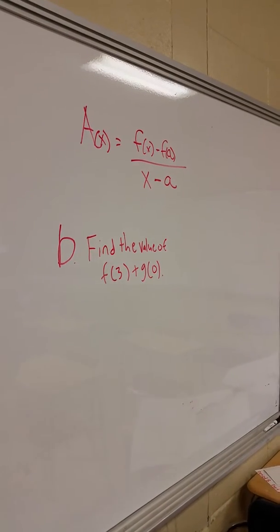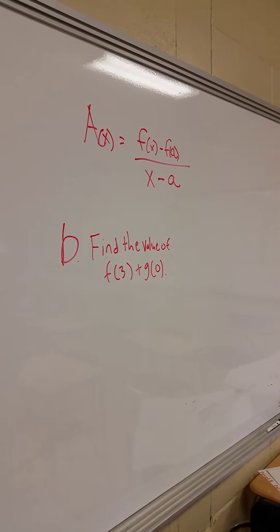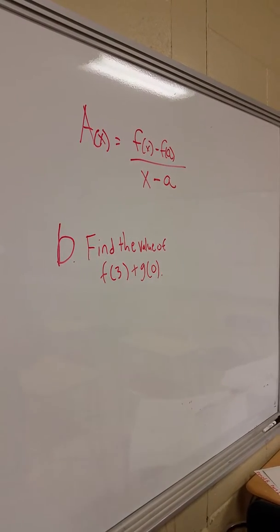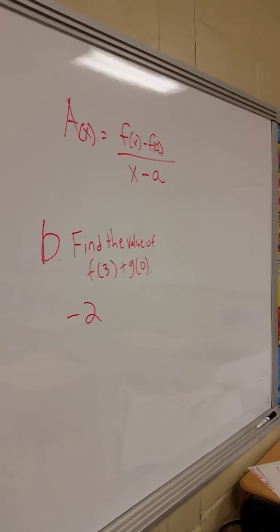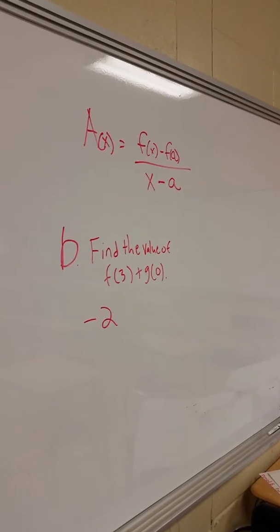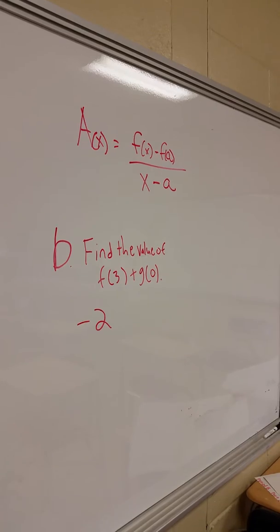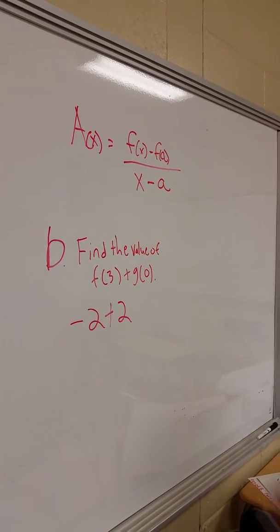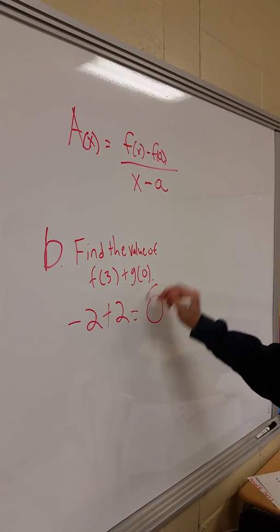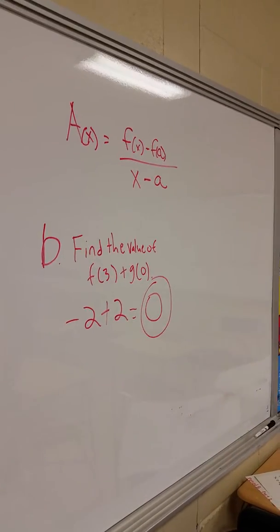So for the graph, f of 3 is negative 2. And on the table, g of 0 is 2. So that equals 0.